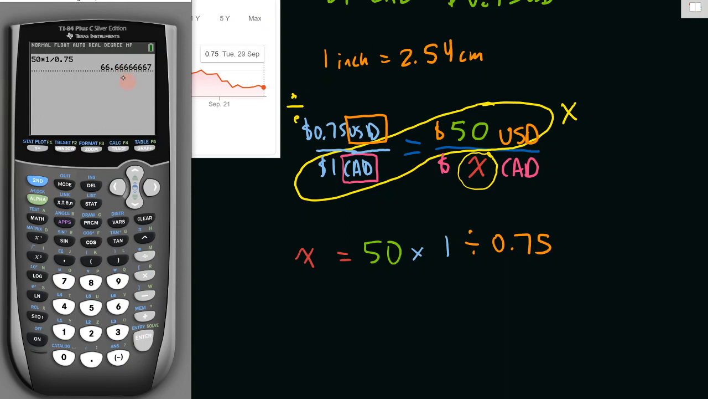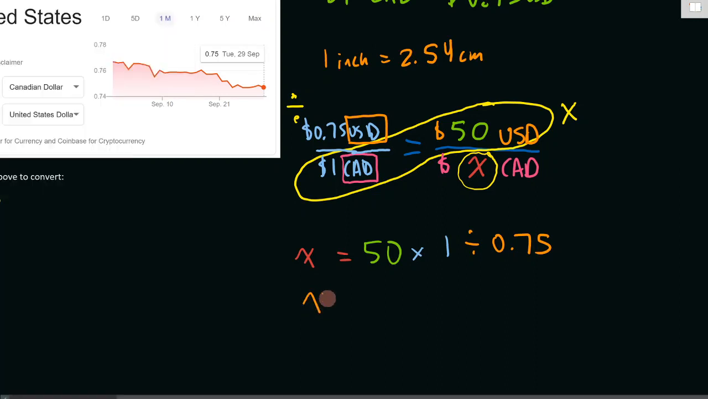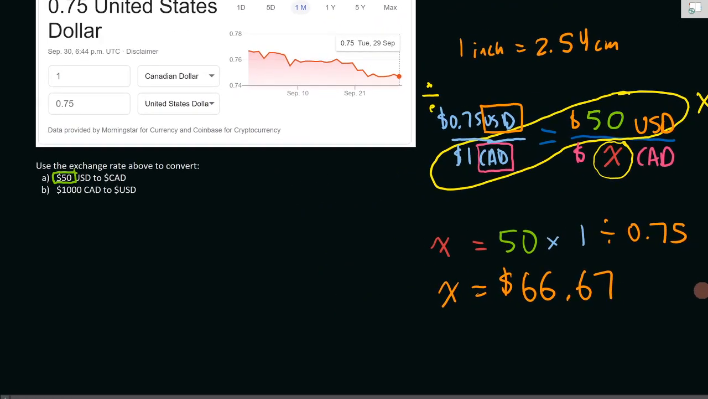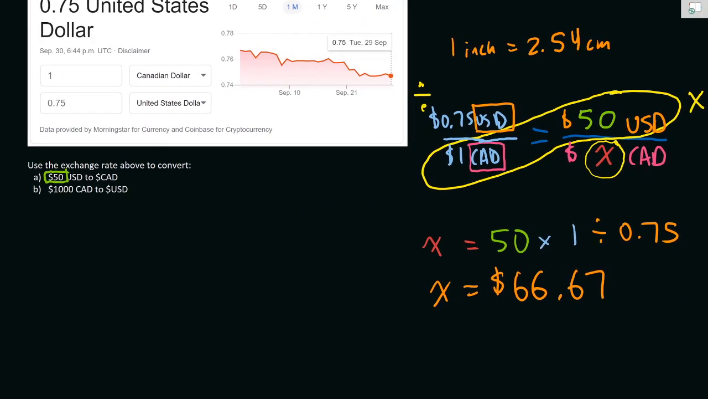So this 6 we will round up. So X is $66.67 if we round to the penny. And, with money, you should generally round to the penny if you aren't told otherwise. Okay, so let's try this again with 1,000 CAD.